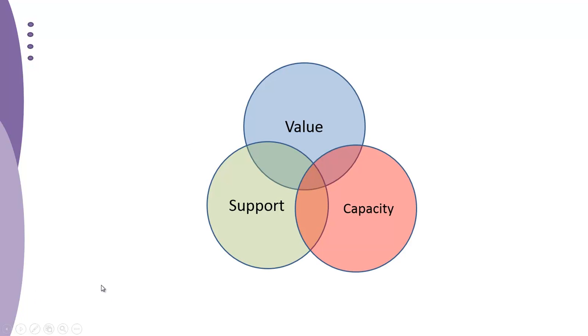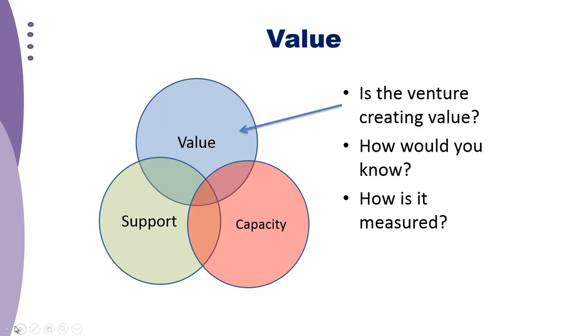One way we can think about this issue is to consider three concepts: value, support, and capacity. Value is asking, fundamentally, if the social venture is creating value. Are we making an impact? Are we helping victims of domestic violence? Are we teaching children to eat healthier?